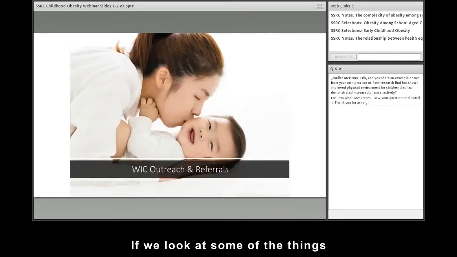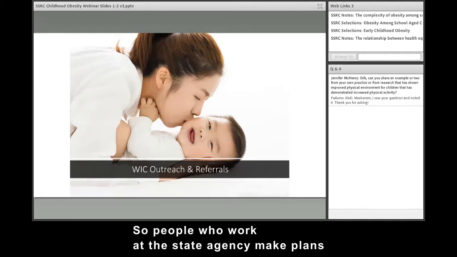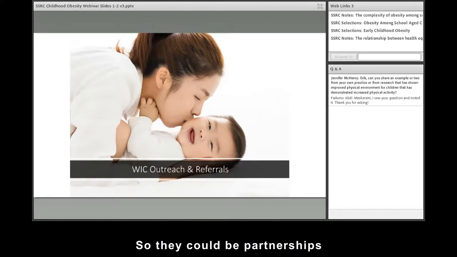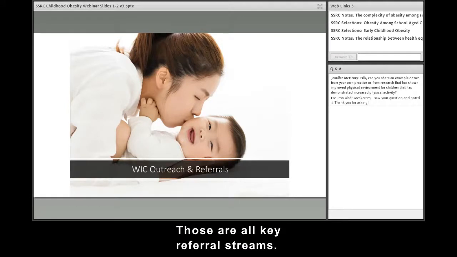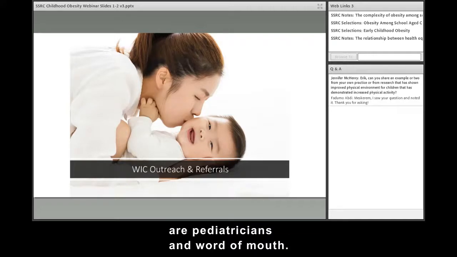So if we look at some of the things that it's important for state and local WIC agencies to do, it's WIC outreach and referrals. People who work at the state agency make plans and then work with the local agencies to implement those outreach plans. The referrals are partnerships, so they could be partnerships with some of you who are on the phone, some of your agencies or some of your organizations. Those are all key referral streams. The main places that referral streams for WIC come from are pediatricians and word of mouth, so those are key.